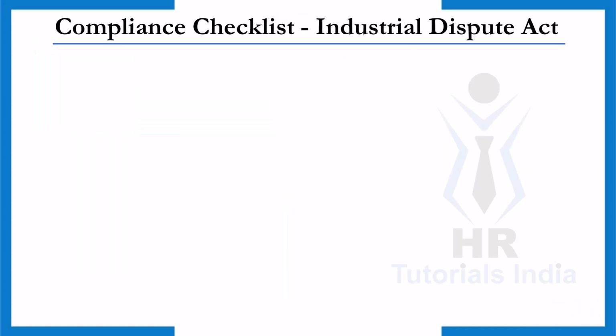Complaints checklist in the Industrial Dispute Act. The Industrial Dispute Act 1947 requires both employers and employees to adhere to specific compliance measures to ensure fair and lawful labor practices. This checklist helps both parties understand their responsibilities, promoting a smooth and cooperative working environment and preventing disputes.